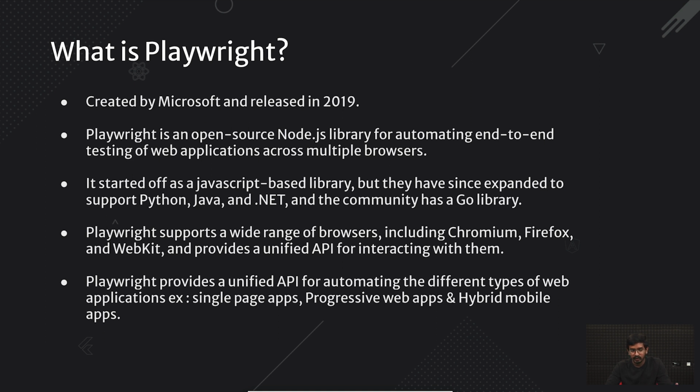Playwright has a unified API with which we can automate multiple browsers such as Chromium, Firefox and WebKit. The unified API also helps in automating single page applications, progressive web apps and hybrid mobile applications, which makes the job of a tester and developer very easy and efficient. You might be thinking, why Playwright rather than other automation tools like Selenium, Cypress or Puppeteer?